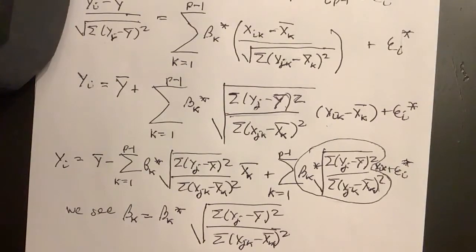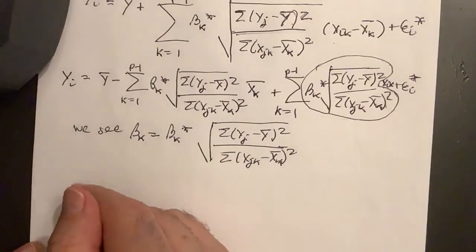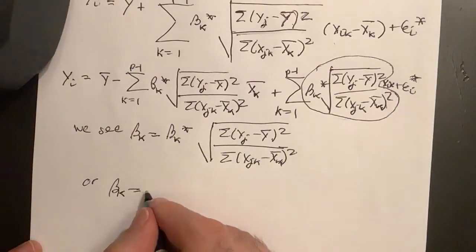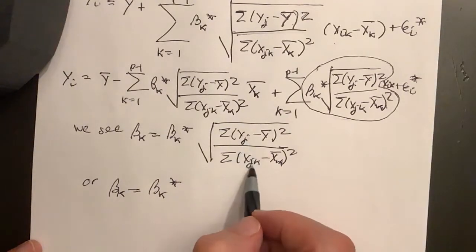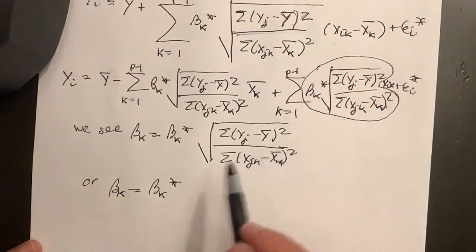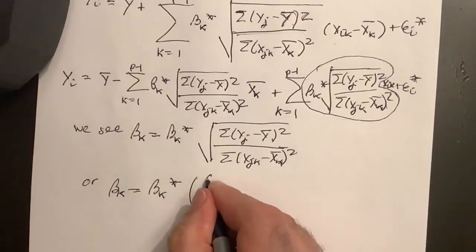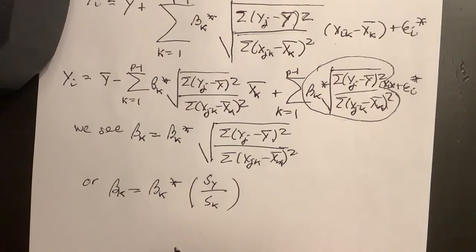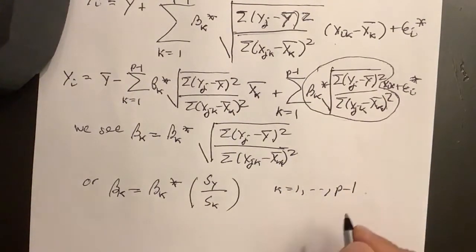Okay, or equivalently, I could divide each of these by the square root of n, and just have a little shorthand way of writing it. Or we could write beta k is equal to bk star, and I could just write this as sy over sk. Each would have a square root of n minus 1 in the denominator, but they would cancel, so I could write this sy over sk. Okay, and this is for k equal 1 to p minus 1.